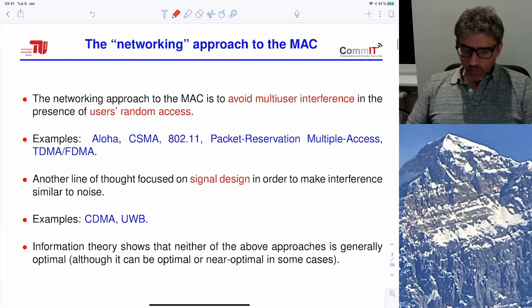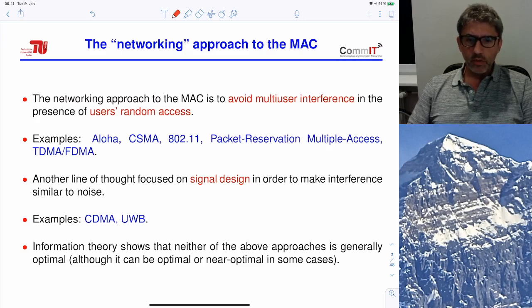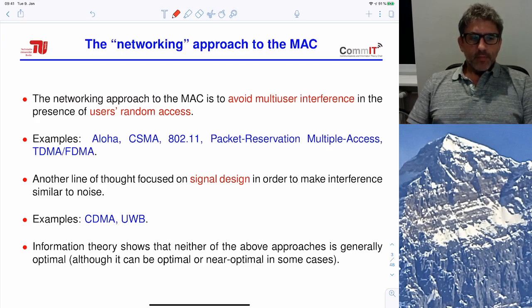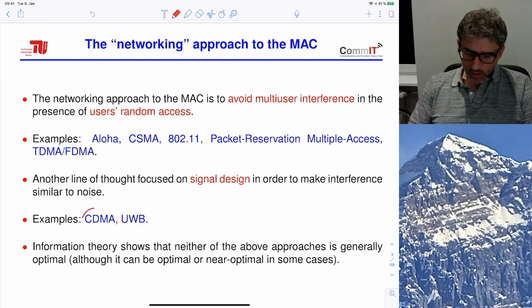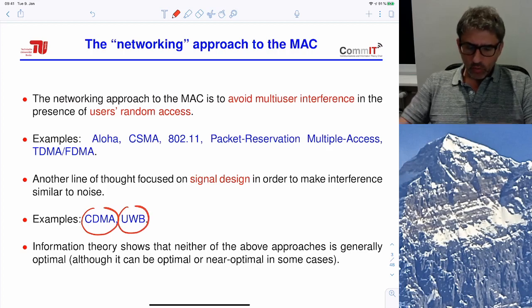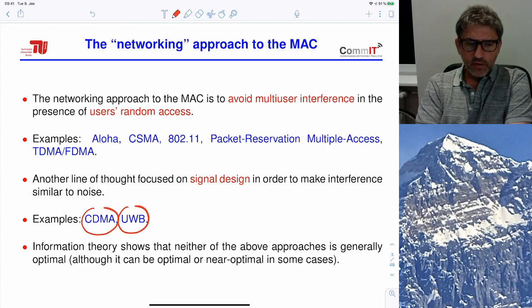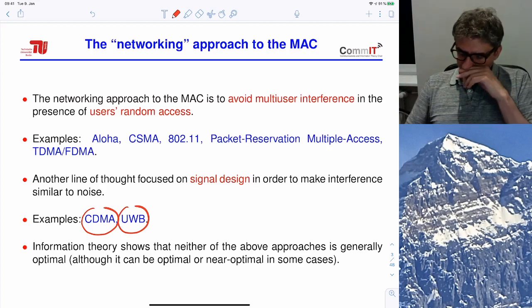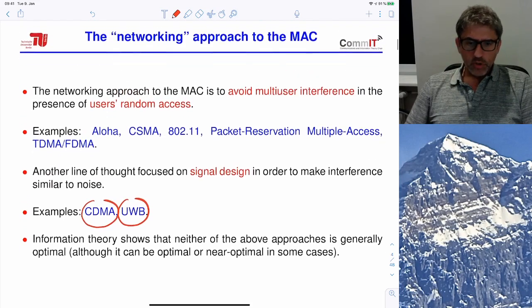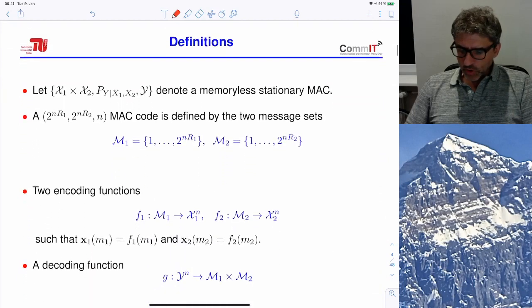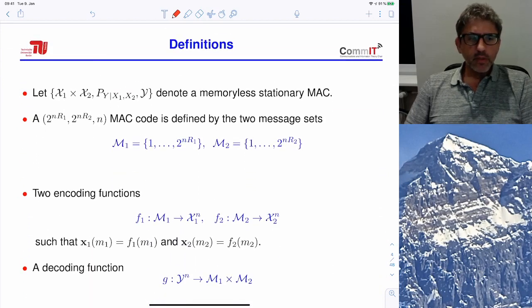So this is what is written here. The networking approach to the MAC is to try to avoid multi-user interference, and this can be done through a lot of protocols. It can be done through signal design, for example, in the case of code division multiple access or ultra-wideband communication. You try to somehow create signals that interfere very little with each other. But in fact, as I say, this is a little bit of a heuristic approach. So we want to consider the problem from a more fundamental viewpoint.